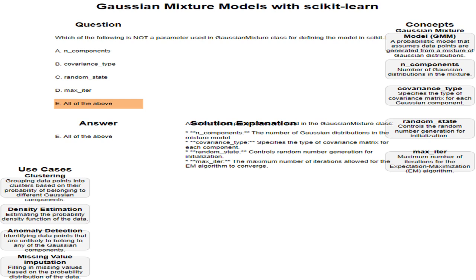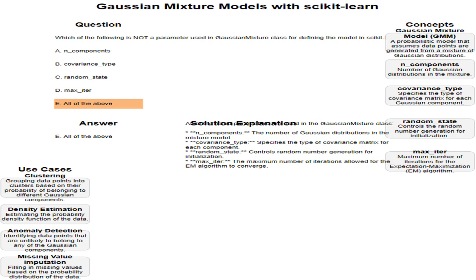It can take values like full: covariance matrix, allowing each Gaussian component to have a unique and potentially complex relationship between features. Tied: all Gaussian components share the same covariance matrix, suggesting that all clusters have the same degree of correlation and variance for their features. Diag: only the diagonal elements of the covariance matrix are non-zero, implying that features are independent within each cluster. Spherical: the covariance matrix is a diagonal matrix with equal values across the diagonal, implying that features have equal variance within each cluster.